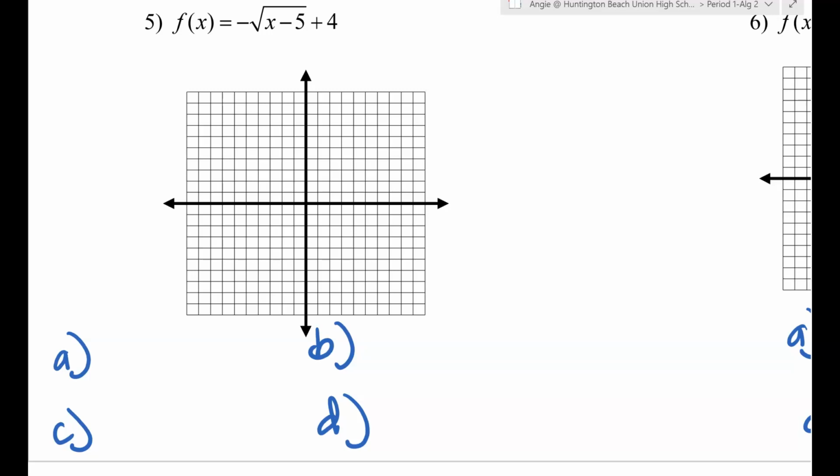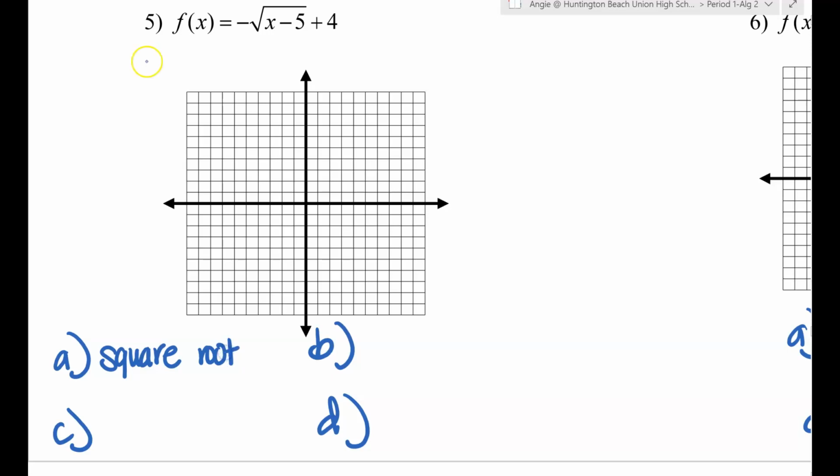All right, guys, example 5. Are you excited? Honestly, guys, at the end of this section, if you guys are not good at graphing, I don't even know what to say, right? We're graphing so much. f(x) = -√(x - 5) + 4. So, y'all, the name is square root.